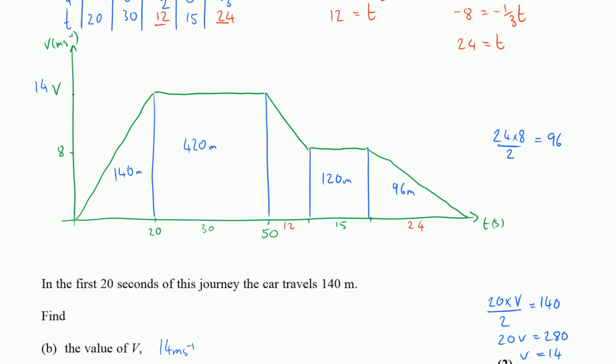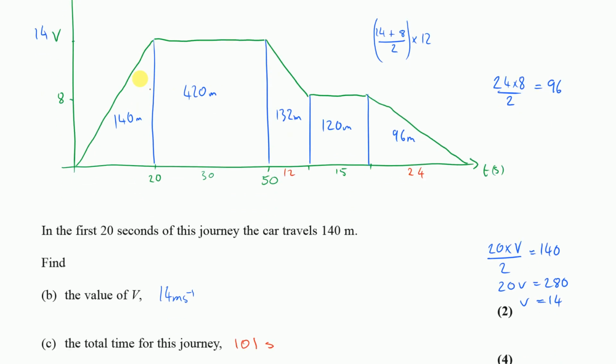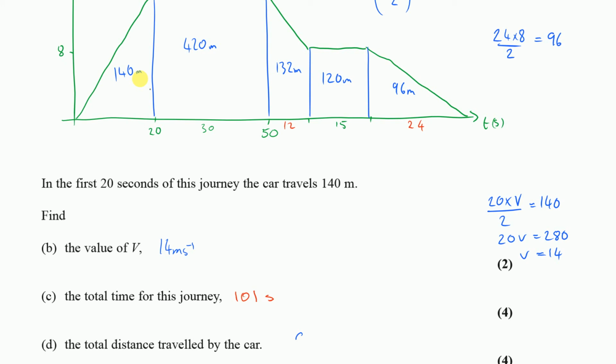And then finally I've got a trapezium here that I'm going to need to find the area of. So this is going to be 14 plus 8 divided by 2, half the sum of the parallel sides, multiplied by the gap between them, which is 12, and that is going to give me 132 metres. Now that I've got the individual sections, I can just add these together, and I'm going to get 908. So my final answer in here is 908 metres.